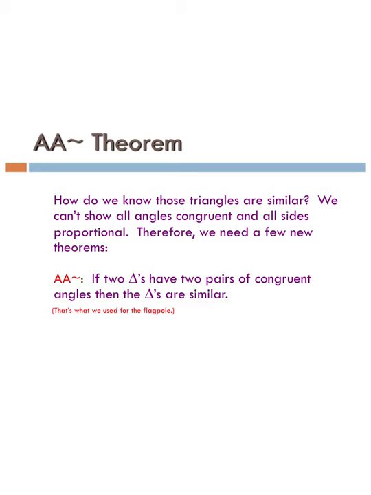And the first one is angle-angle similarity. If two triangles have two pairs of congruent angles, then the triangles are similar. So I kind of jumped the gun yet again with that, and I used angle-angle and I talked about it, when technically this is our first exposure to it. Okay, so angle-angle similarity theorem is our first way to prove triangles are similar.